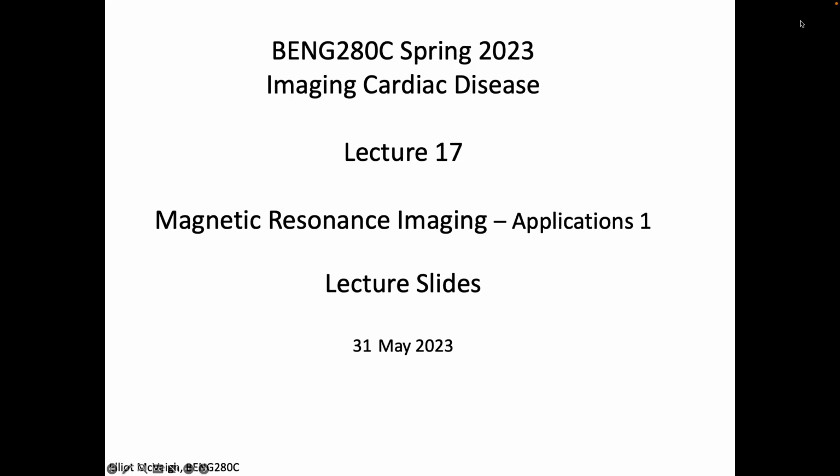So gating is essential, which means you have ECG leads on the patient. Breath holding is also essential, and we'll see some examples in here of what happens when you don't breath hold. And I'll show you a movie of somebody breathing and just how much displacement occurs during breathing. It's not really compatible with really high quality MR.